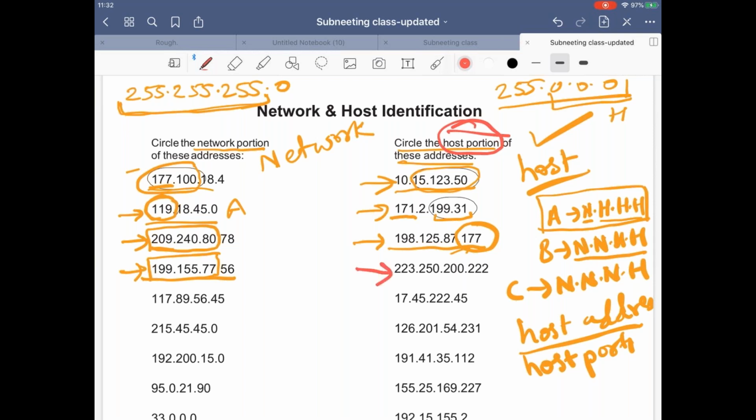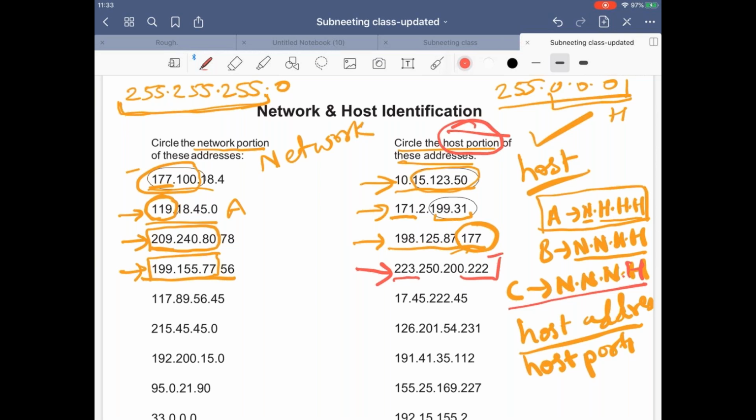Next one. 223.254, sorry, 200.222. So first we have to check the first octet. 223 belongs to class C address. Yes, class C, correct. In class C, network, then host. The last octet belongs to host. So this is your host portion.